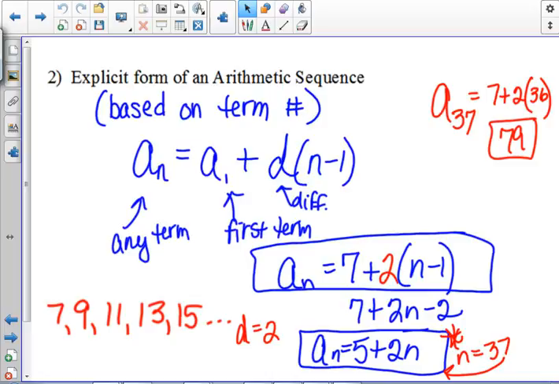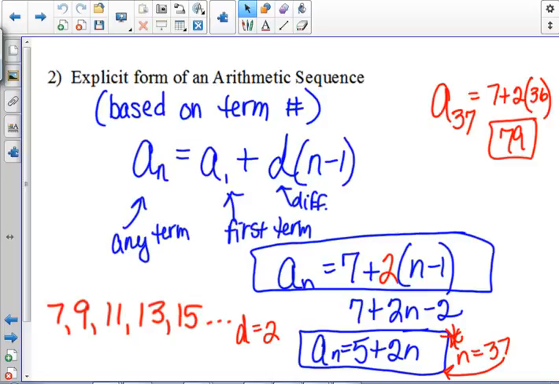One was based on the term number, and it was a sub n equals the first term plus the difference times n minus 1. And when you're all done, the only thing that should be left on that right-hand side is the n.